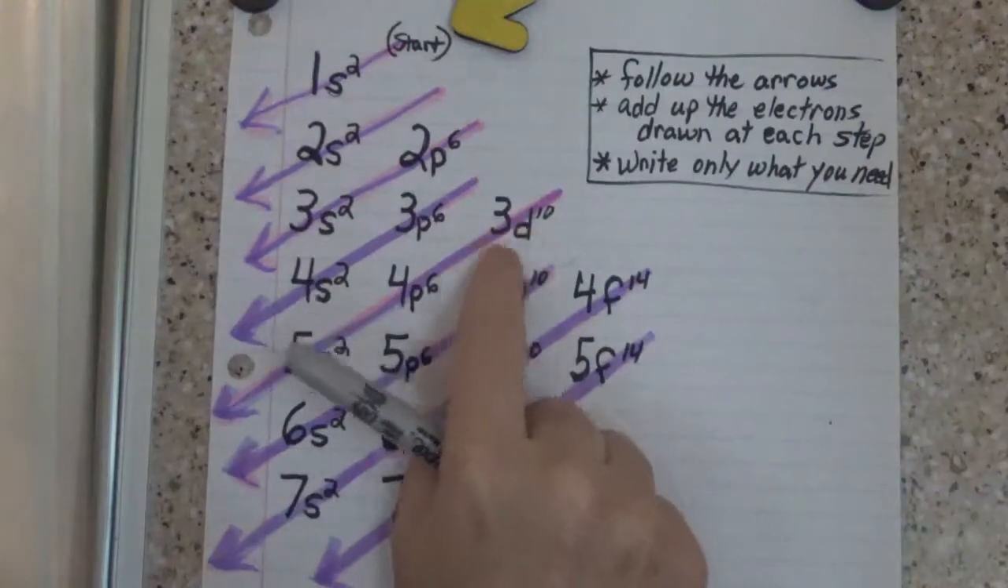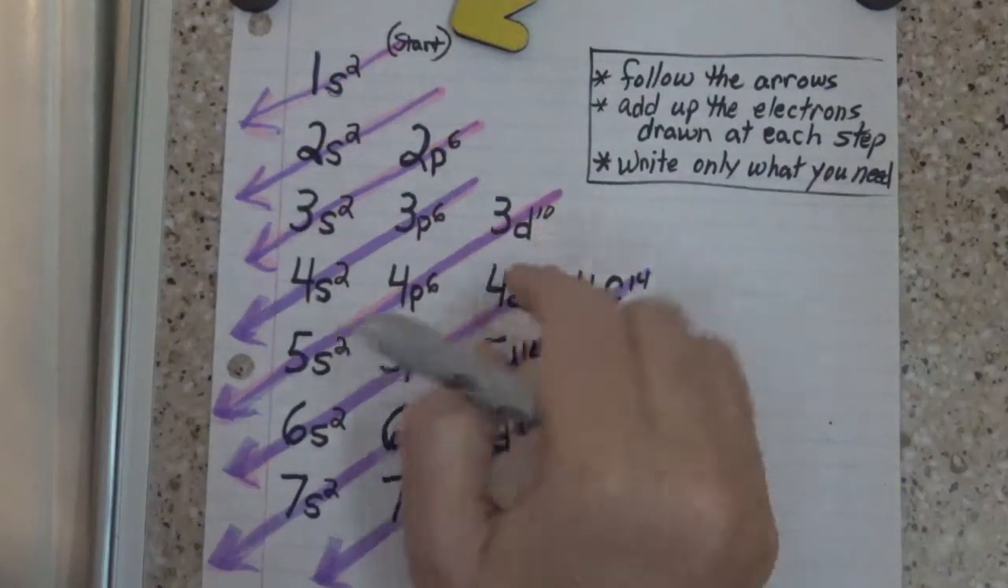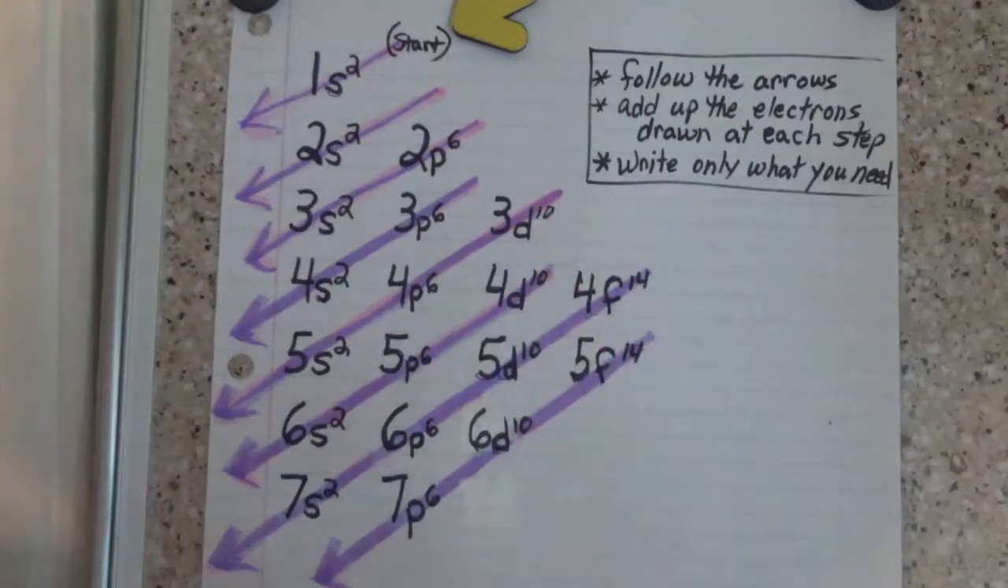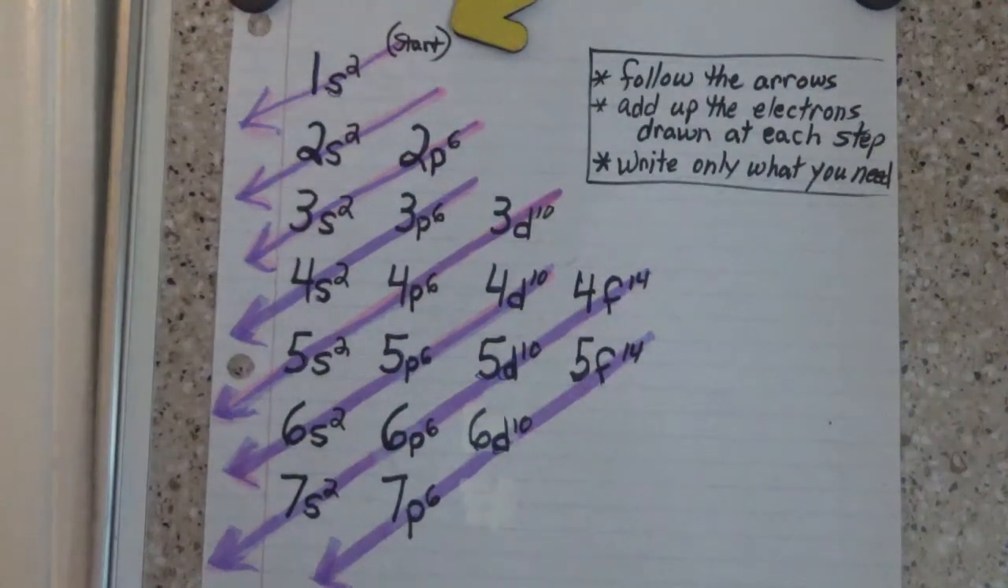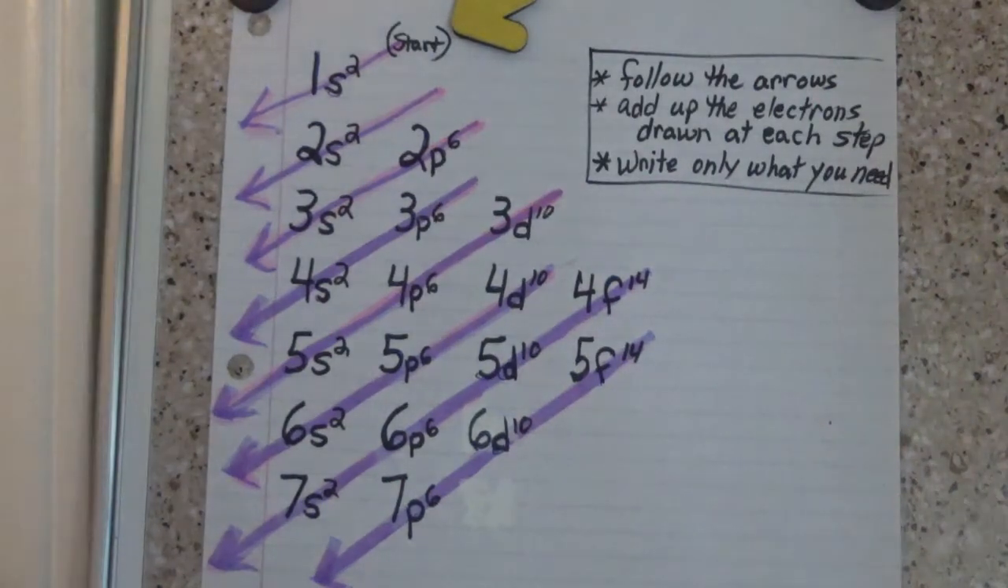But the third sublevel is d, and d always holds 10 electrons maximum. That's the maximum it can hold. That doesn't mean we need all of them, just like I stopped drawing after I stopped at argon. We only use what we need to draw our electron arrangements.